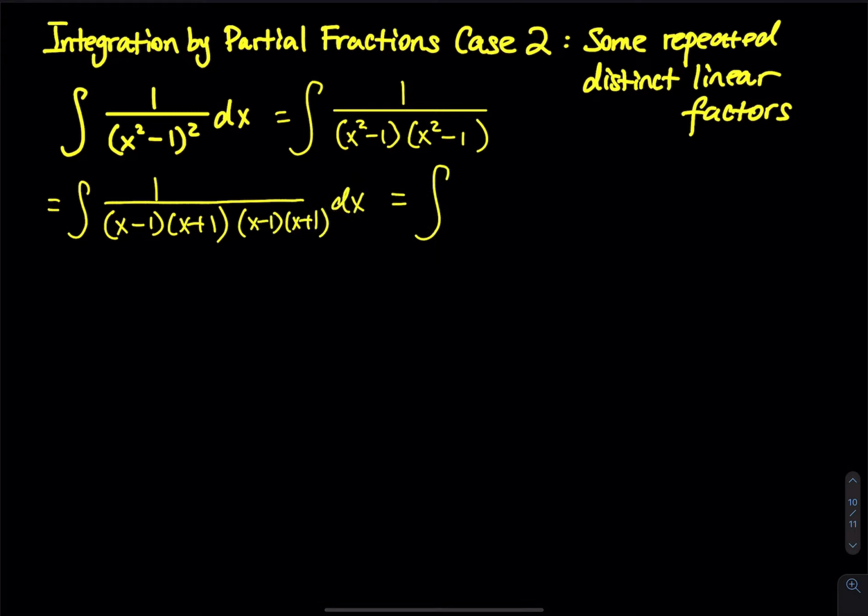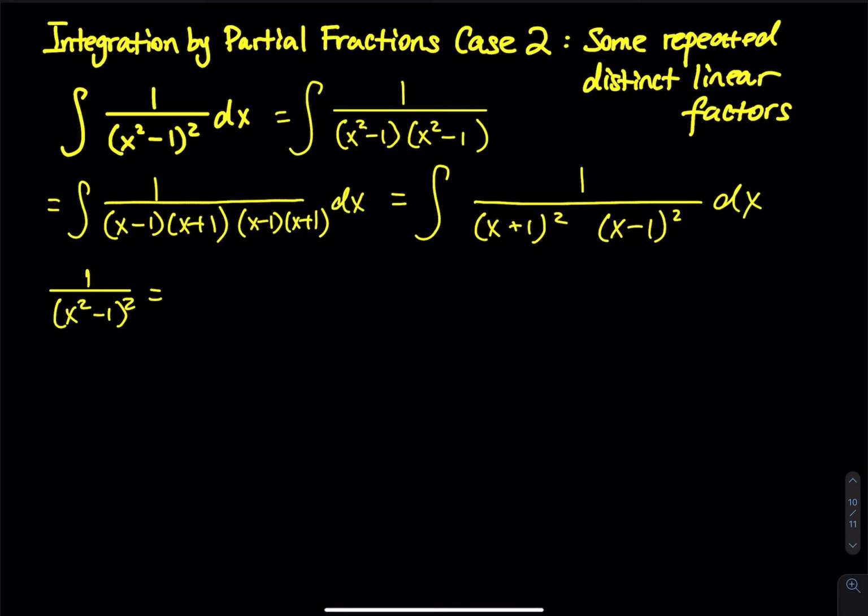dx. So now we have two of these, x plus 1 squared and x minus 1 squared, dx. They are distinct and they are both repeated. Okay, they are distinct linear factors and they are both repeated. So we need two letters for each linear factor. So the given integrand, 1 divided by x squared minus 1 squared. So for the x plus 1, we need to use A and B, one for the first power and one for the second power.